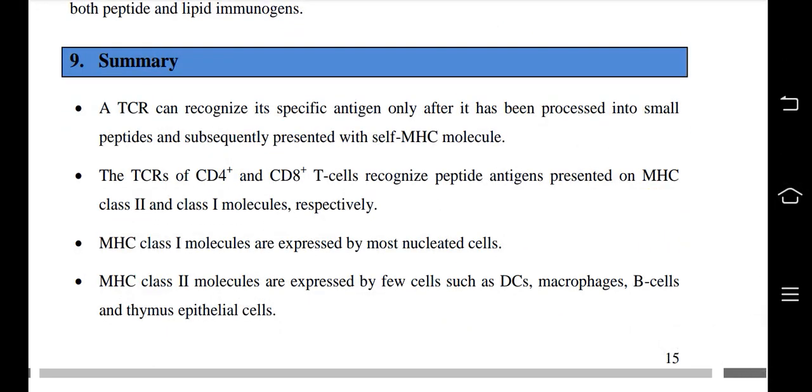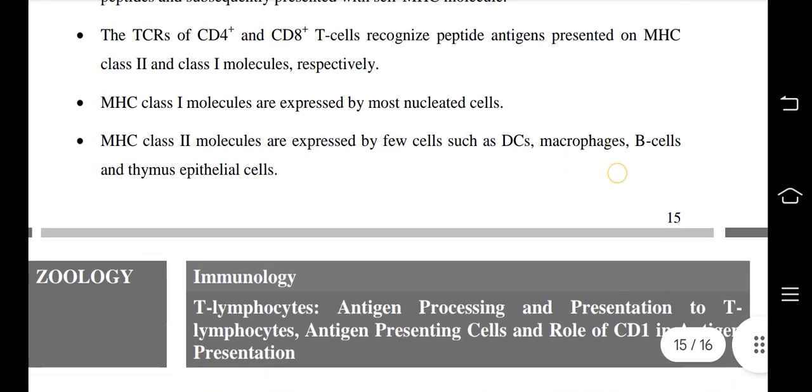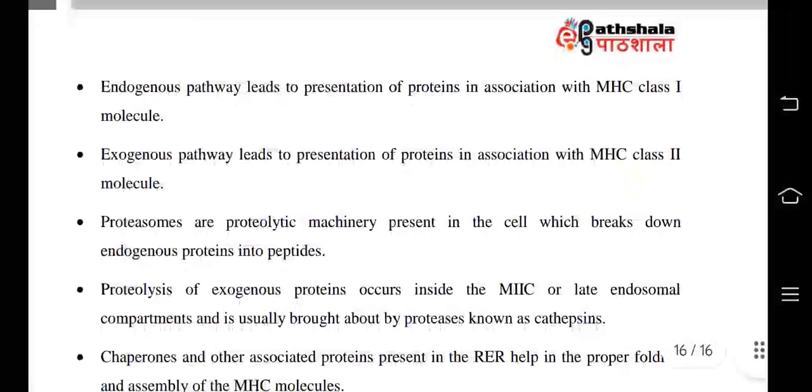The TCR can recognize its specific antigen only after it has been processed to small peptides and subsequently presented with self-MHC molecules. The TCRs of CD4 plus and CD8 plus T cells recognize peptide antigens presented on MHC class 1 and 2 molecules respectively. MHC class 1 molecules are expressed by most nucleated cells. MHC class 2 molecules are expressed by few cells such as DCs, macrophages, B cells and thymic epithelial cells. Endogenous pathway leads to presentation of proteins in association with MHC class 1 molecule. Exogenous pathway leads to presentation of proteins in association with MHC class 2 molecule.